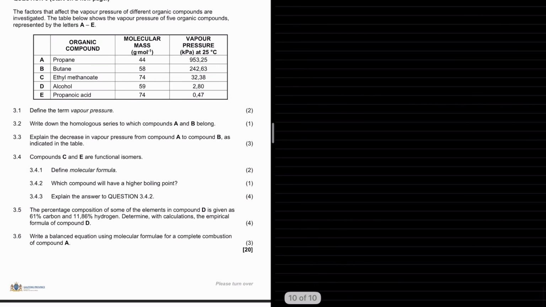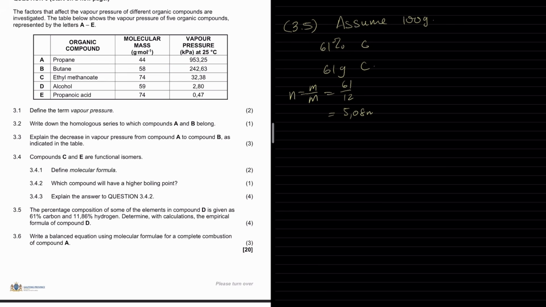Okay, question 3.5. The percentage composition of some of the elements in compound D is given as 61% carbon, 11.86% hydrogen. Determine with calculations the empirical formula of compound D. So 3.5, for empirical formula, we'll always start by assuming a mass. So assume 100 grams. That means if you have 61% carbon, you have 61 grams of carbon. From here, you can calculate the number of moles. Number of moles is equal to mass over molar mass. 61 divided by 12, and that's 5.08 moles.